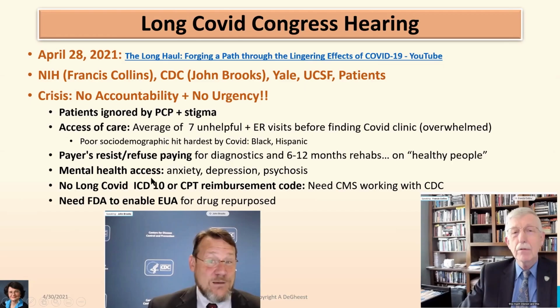Mental health is a huge issue. Most of these patients have anxiety, depression, and psychosis. The virus is triggering a chemical change in the brain that creates a lot of these issues. This is not their perception. It's not in the head. It is a chemical change in their brain.